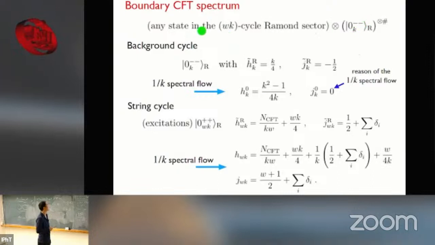So here we compute the spectrum. Let's first look at the background cycle. We have this Ramond ground state with this dimension and charge. Then we do the 1 over k spectral flow and get the new dimension and charge after the spectral flow. You will see here the charge is zero, so this is a simple way to see we need this 1 over k spectral flow. Now we do the same thing for the string cycle. We have the dimension and the charge before the spectral flow, then we do the 1 over k spectral flow and get a new dimension and charge.